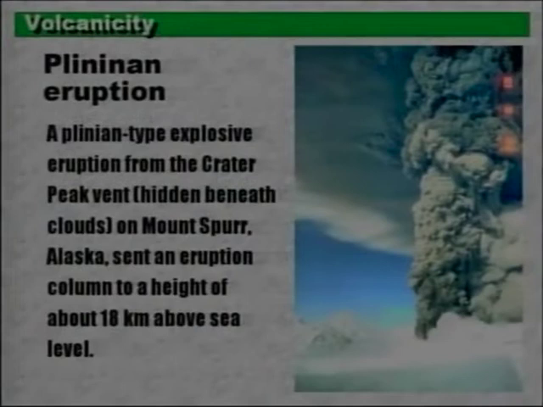Okay, from the information on the monitor, it goes on to say that a Plinian type explosive eruption from the crater peak vent, you can see the vent hidden beneath the clouds. That's referring to the crater peak vent of a Plinian type explosive eruption. And this is on Mount Spurr in Alaska. It sent an eruption column to a height of about 18 kilometers above sea level.